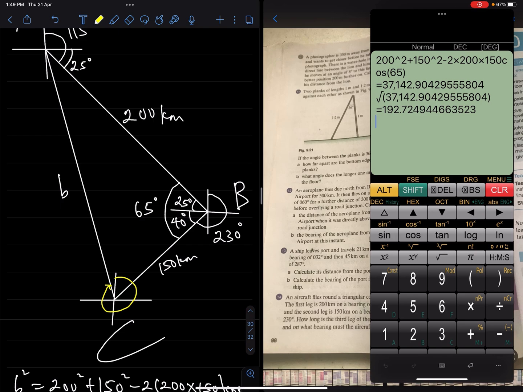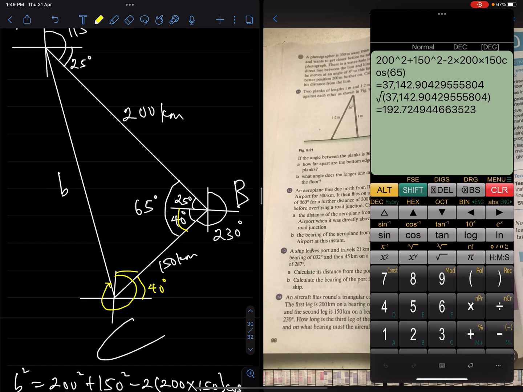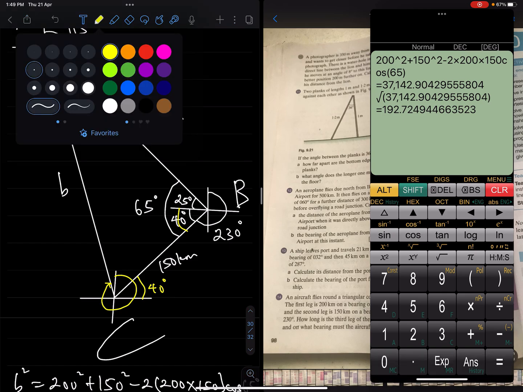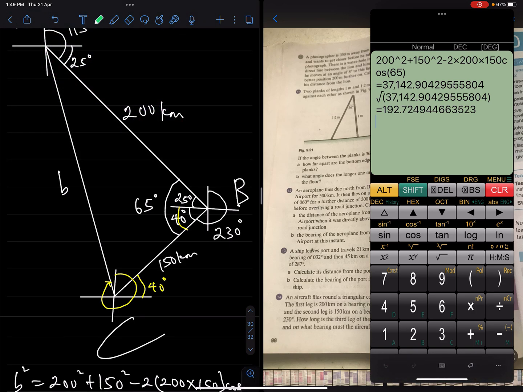Okay, first of all, if this is 40, this is also 40 degrees. Alternate angles. Yeah, that's correct. So if this is 40, that simply means this is 50 degrees. Maybe I should select another color for that. That simply means this green angle is 50 degrees, 90 minus 40.